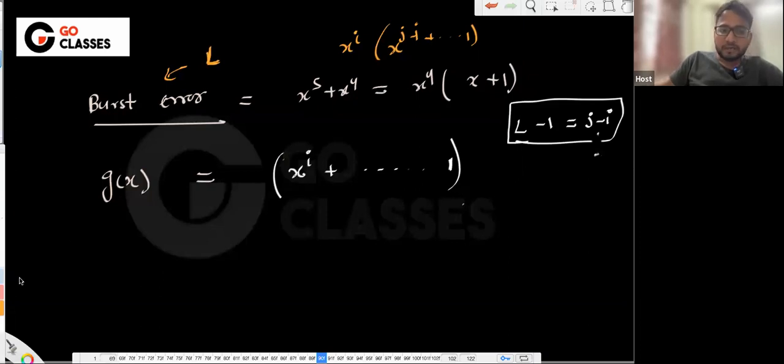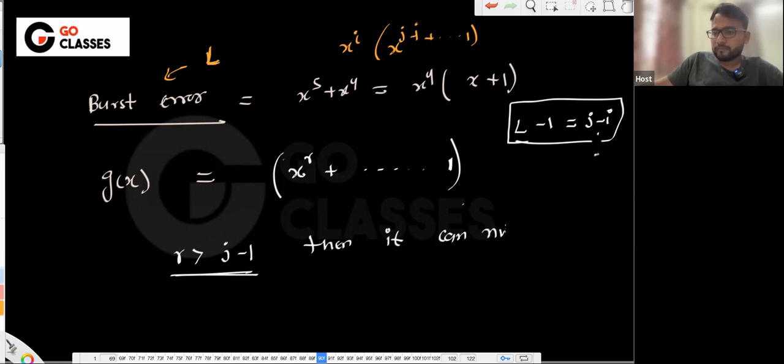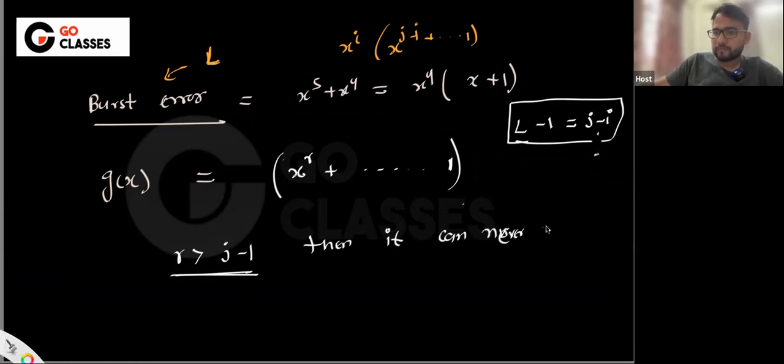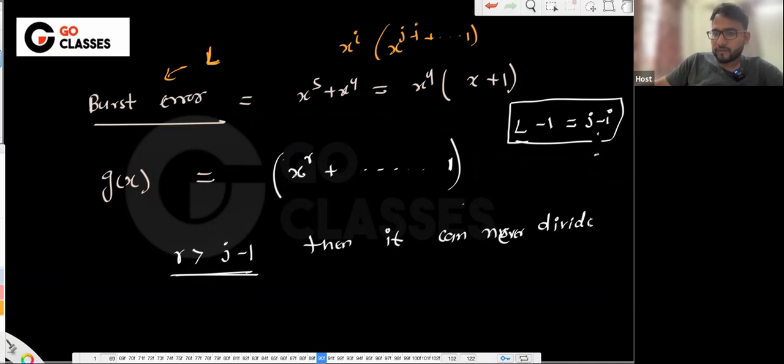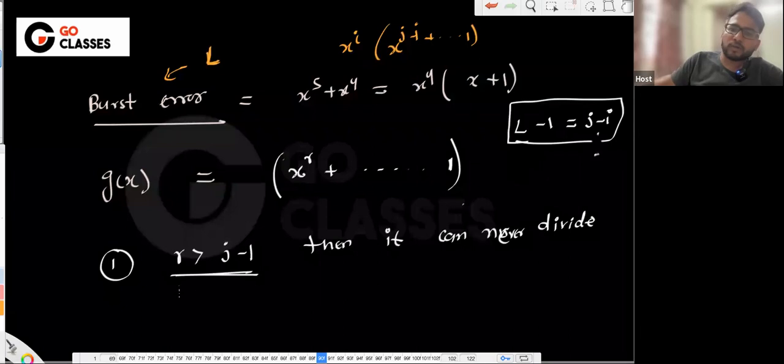Now let's check under what condition this generator should not divide my second term. The generator is x power I. Obviously, if R is greater than the second term, which is j minus I, then it can never divide. This is the first case. Instead of j minus 1, they want to write L, so they are saying R is greater than L minus 1, then it can never divide.